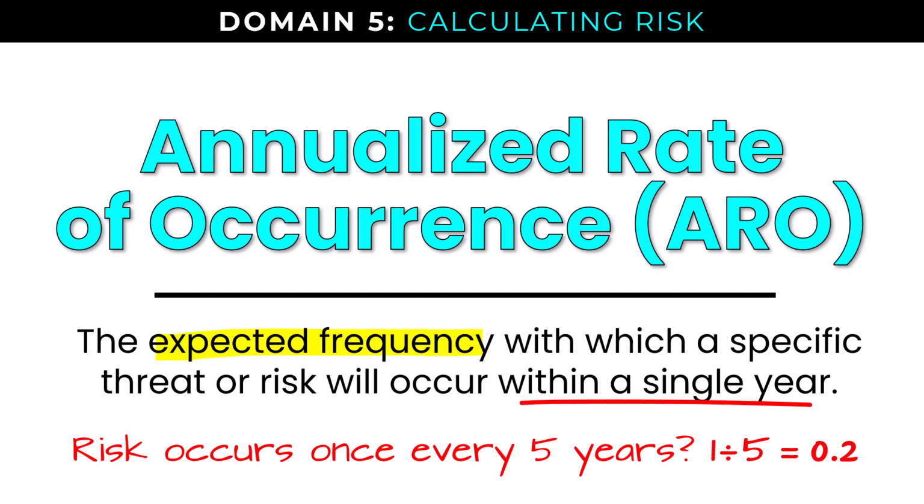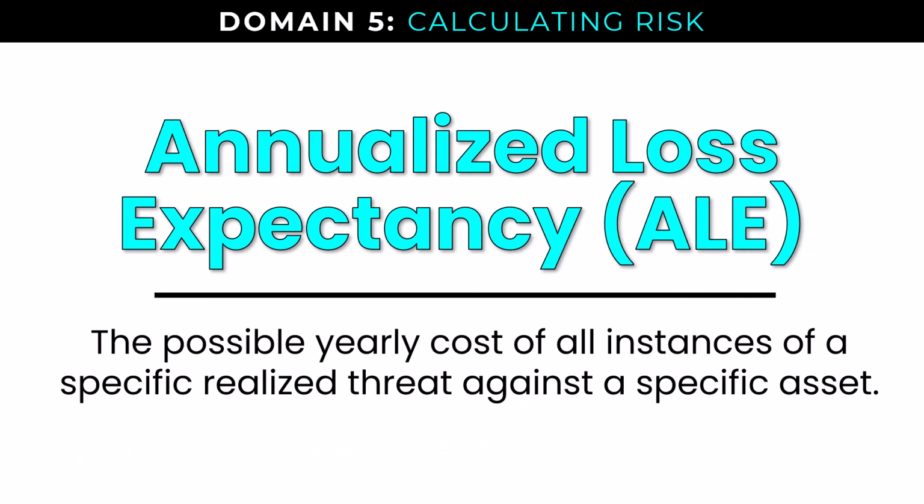That's something I expect they might try to use to trip you up. Next, we have the annualized loss expectancy. So this is the possible yearly cost of all instances of a specific realized threat against a specific asset. So if a risk is realized 5 times a year, what is that yearly cost? If the risk is realized once every 5 years, we average that cost out over 5 years.